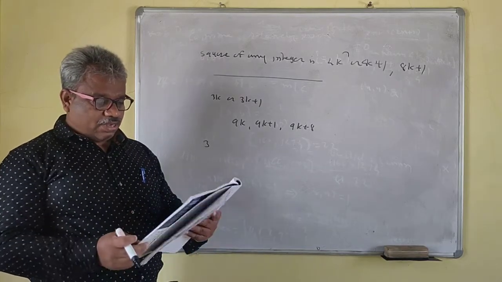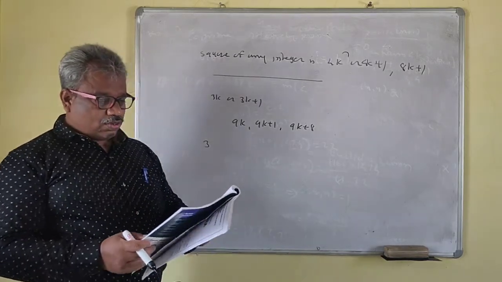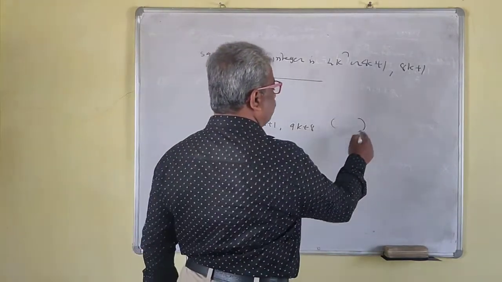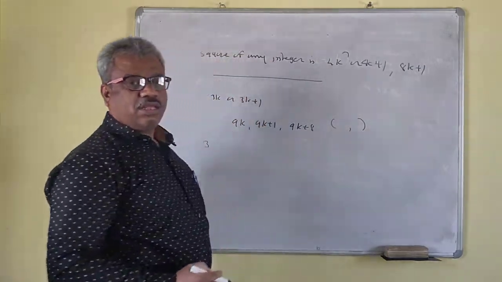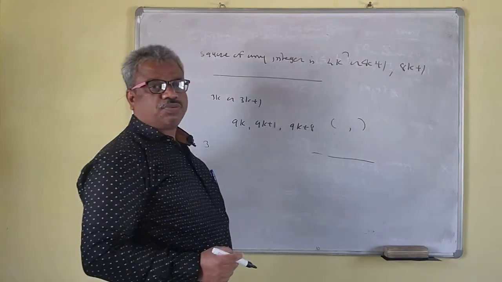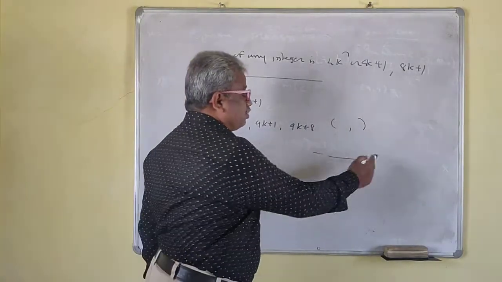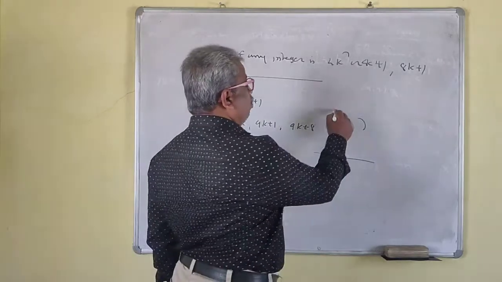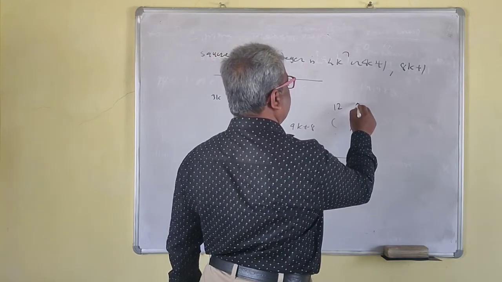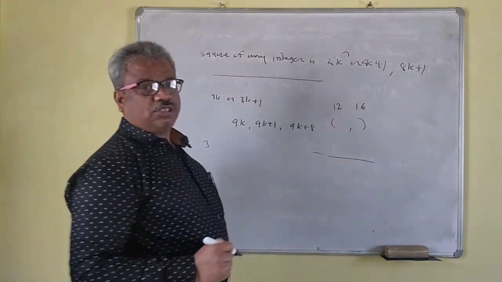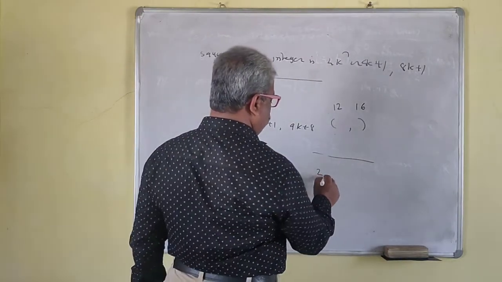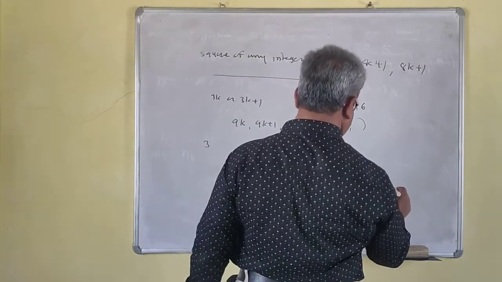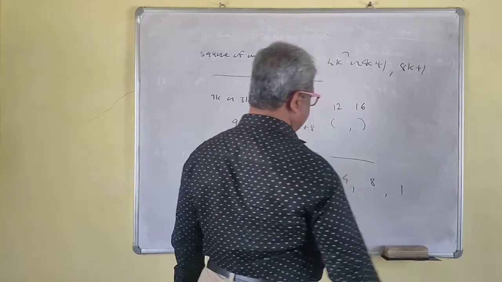I hope you understand all these things. Try to solve some simple problems on the GCD. Suppose they ask for the GCD and options are given. Suppose they have given 12 and 16, the GCD of 12 and 16, and the answers given are 2, 4, 8, and suppose 1 is also given.